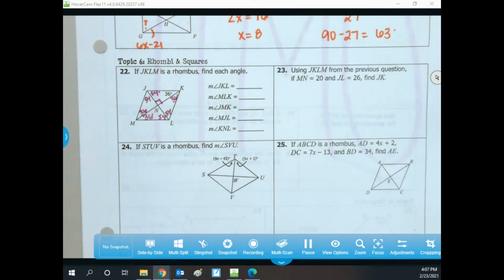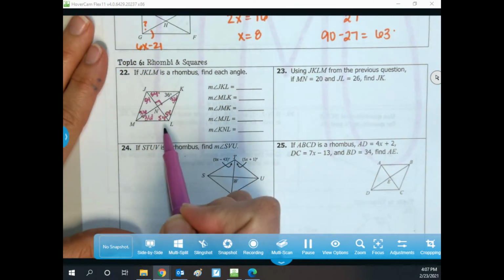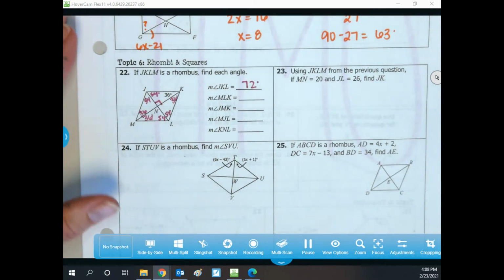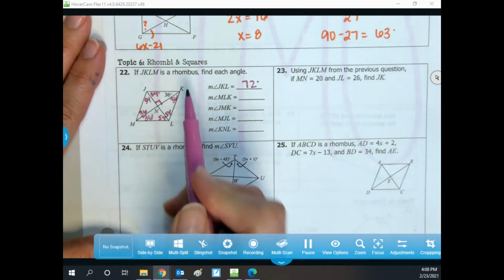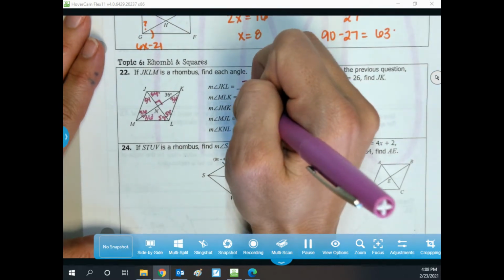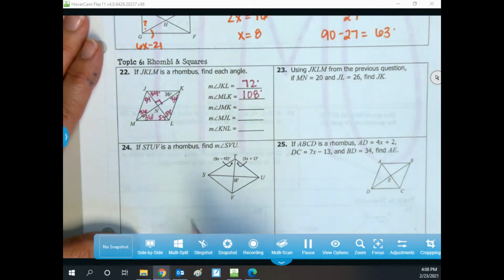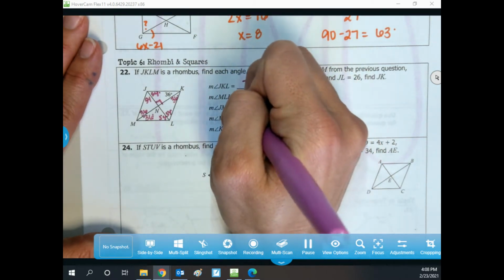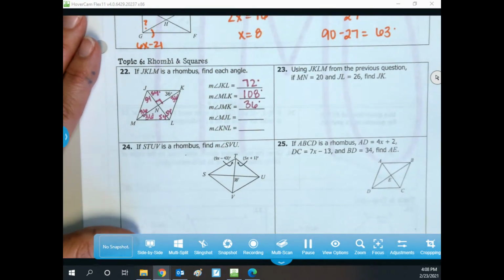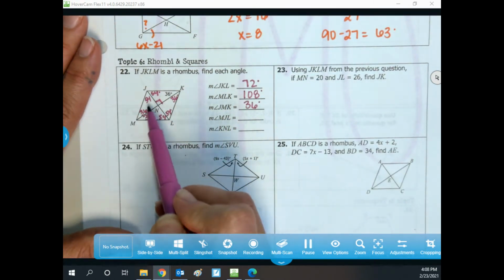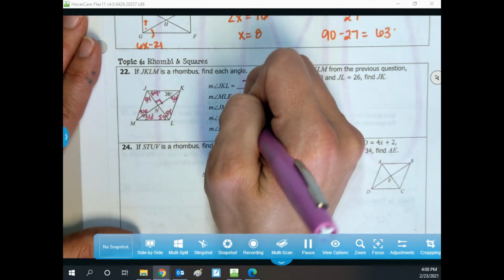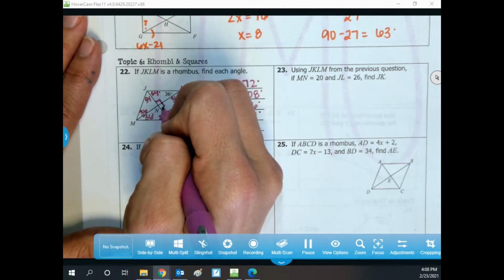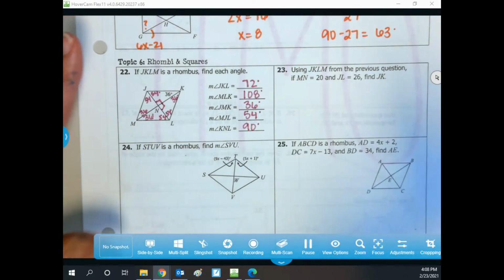So we should have gotten that JKL is 36 plus 36, which is 72 degrees. MLK is 54 plus 54, which is 108 degrees. JMK is this piece right here, so it's 36 degrees. MJL is this piece right here, so it's 54 degrees. And KNL is this piece in the middle here, and anything in the middle is 90 degrees.